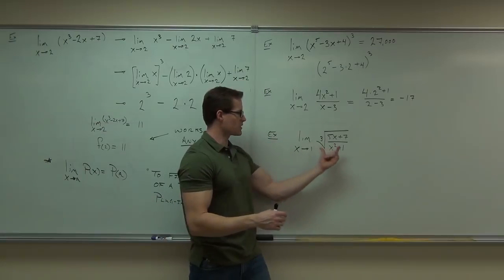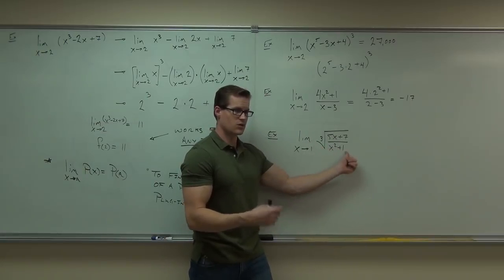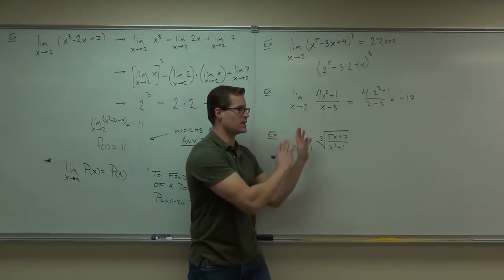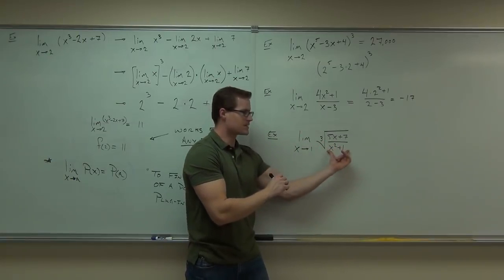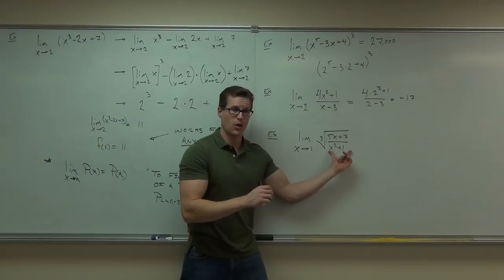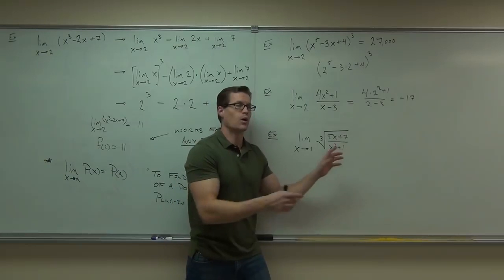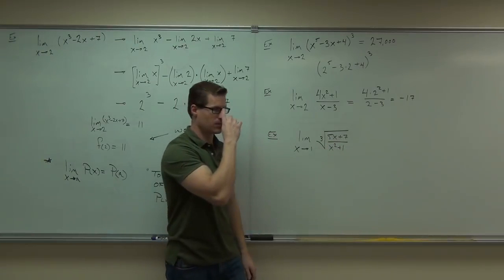So basically, if you plug this in and it doesn't make that 0, you're fine. And, well, actually, that's a cube root, so it doesn't even matter. With cube roots, you can plug in any number. So provided that's not 0. If you plug in 1, does this denominator go to 0? No. Then you're fine. Why don't you go ahead and plug in 1 and see what we have.